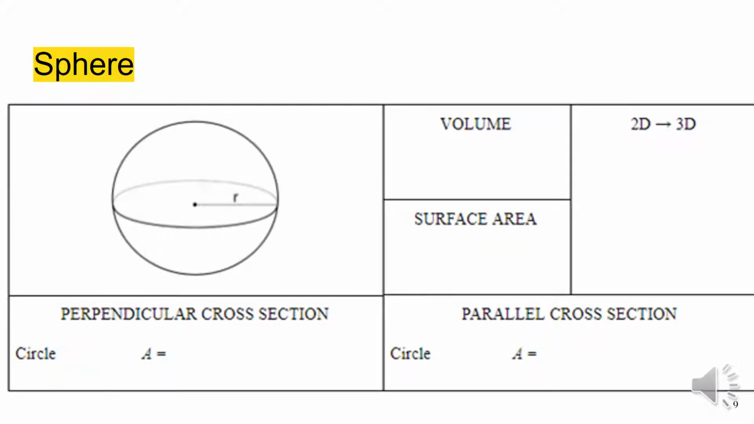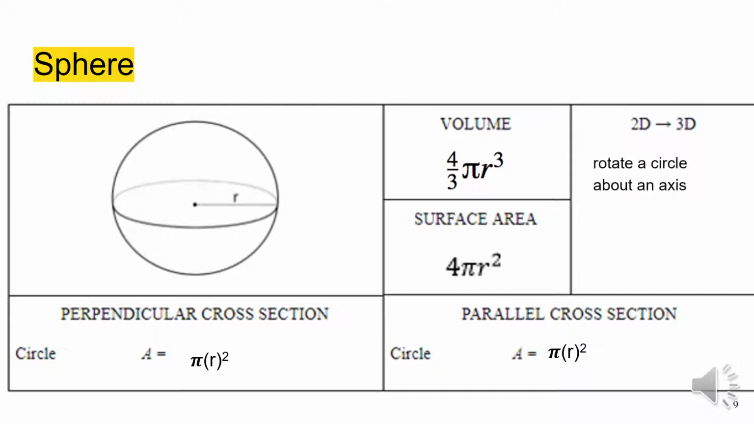Our last shape is a sphere. So the volume of a sphere is 4/3 pi r cubed, and the surface area is 4 pi r squared. No matter how I cut a sphere, I always get a circle, and the only way to get a sphere is to rotate a circle around an axis.